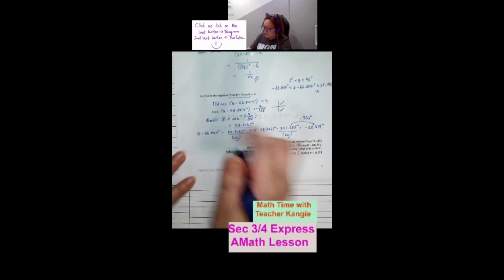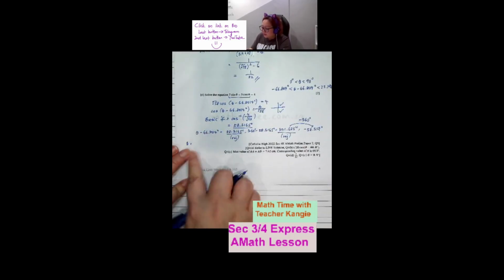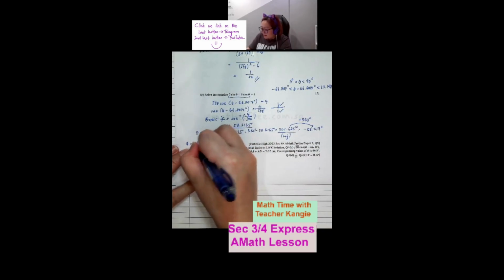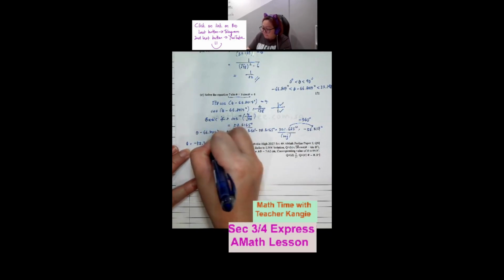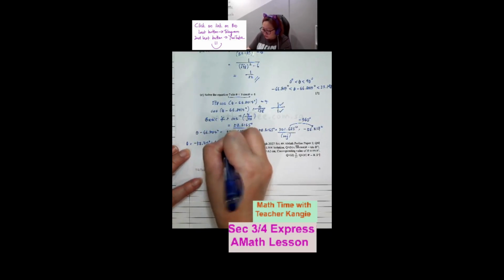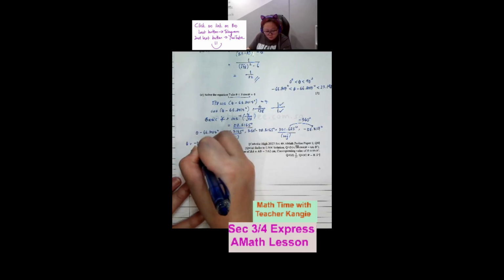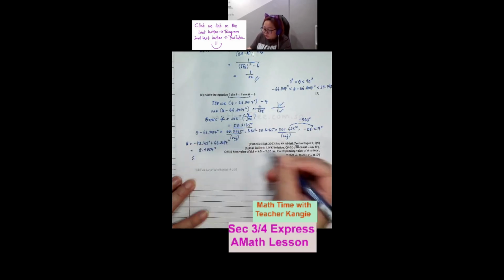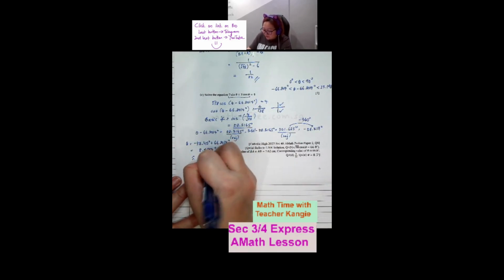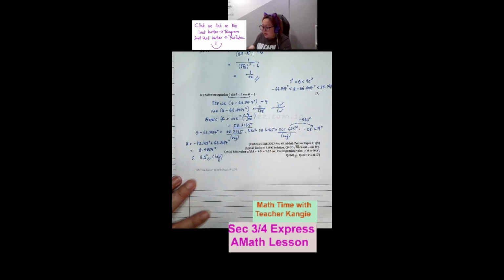So let's continue to the next step. Now we know that our theta will be this value, negative 58.317 plus 66.8014. And that's how we get 8.4854 degree. Rounding off to 1 dp, we get 8.5 degree. And we are done.